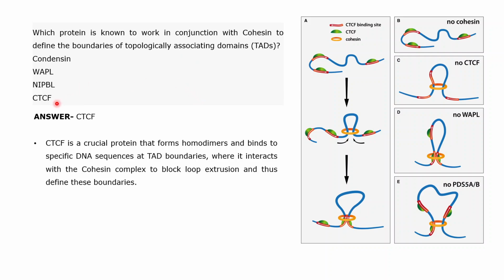It recognizes the region so that it tells the cohesin that you need to stop the loop extrusion. It has reached the topologically associated domain or TAD region. So that's the function of CTCF. Does anyone have any doubt in this case, or should I explain it once more?